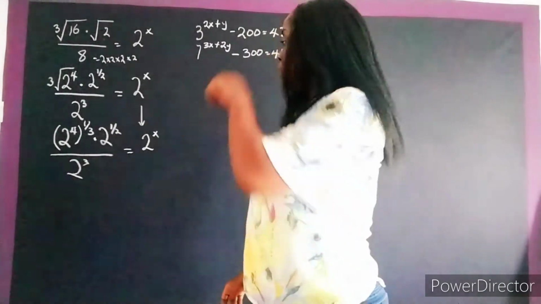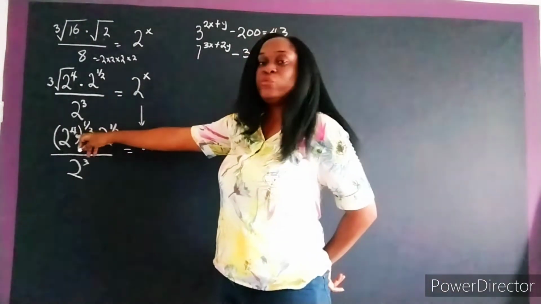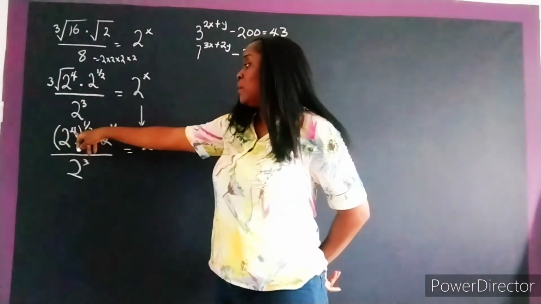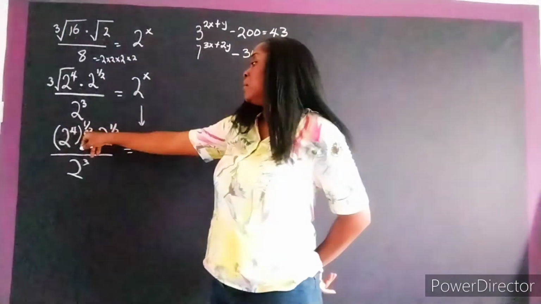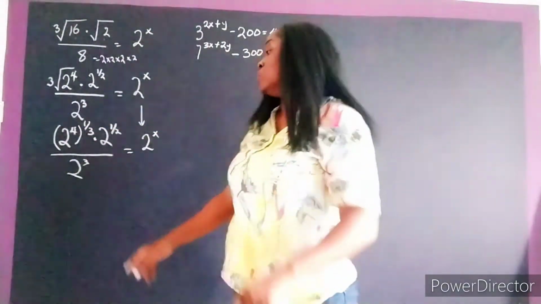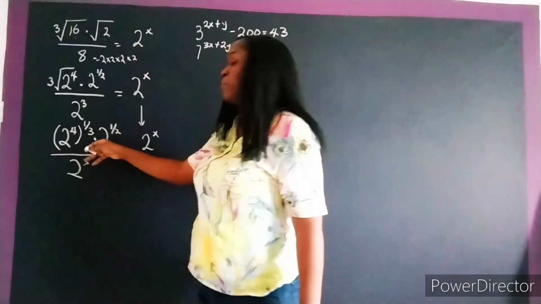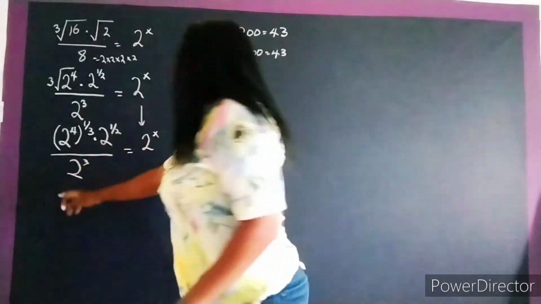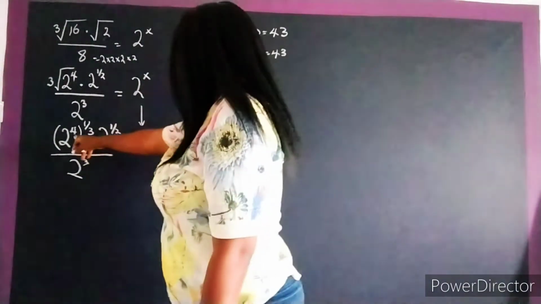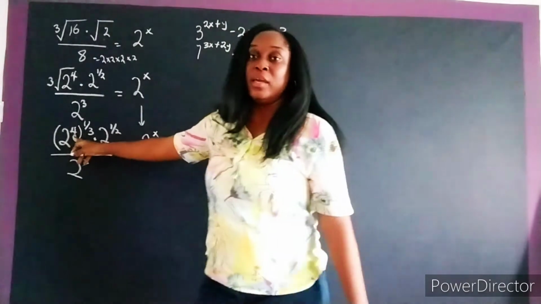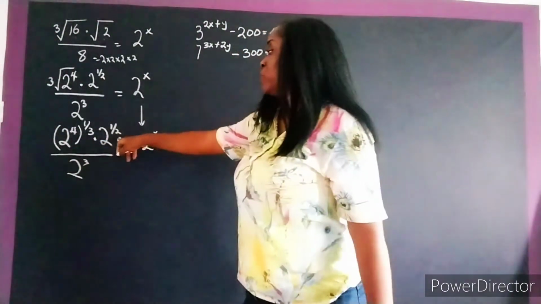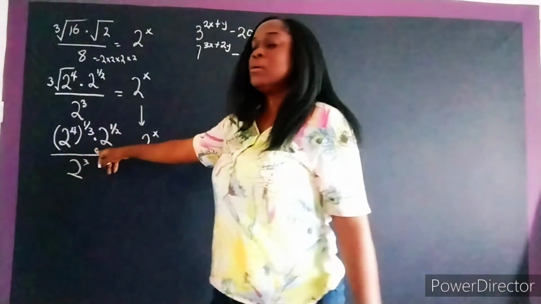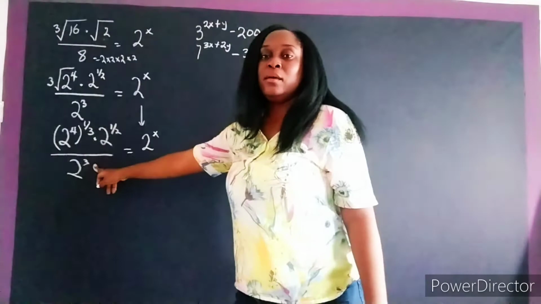So there's a rule in indices that joins these two powers. When there's a bracket, it means it is 4 times 1 over 3. And then there's also a rule that joins two powers that are joined by a multiplication, and that is known as the addition law of indices. So let's do that right away. What are we going to have? We're going to have 2 raised to the power 4 over 3 plus 1 over 2, because they are both base 2, minus 3.